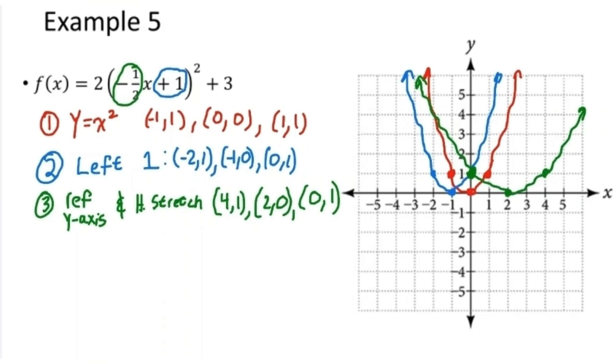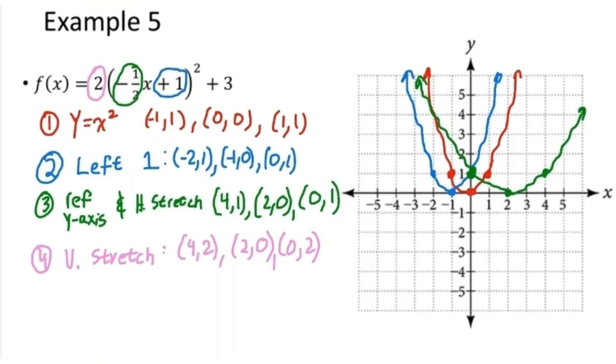But now that we've finished all of our horizontal transformations, we'll turn our attention outside of the function and start performing our vertical transformations. Outside of the function, I see 2 things occurring, multiplication by 2 and adding 3. Since we're doing the vertical transformations, we're going to follow order of operations, meaning I'm going to do the transformation that is indicated by multiplying by 2. The multiplication by 2 outside the function tells me I have a vertical stretch. To do the vertical stretch, I'm going to multiply each y component by 2. And when I do, I get the points 4, 2, 2, 0, and 0, 2.